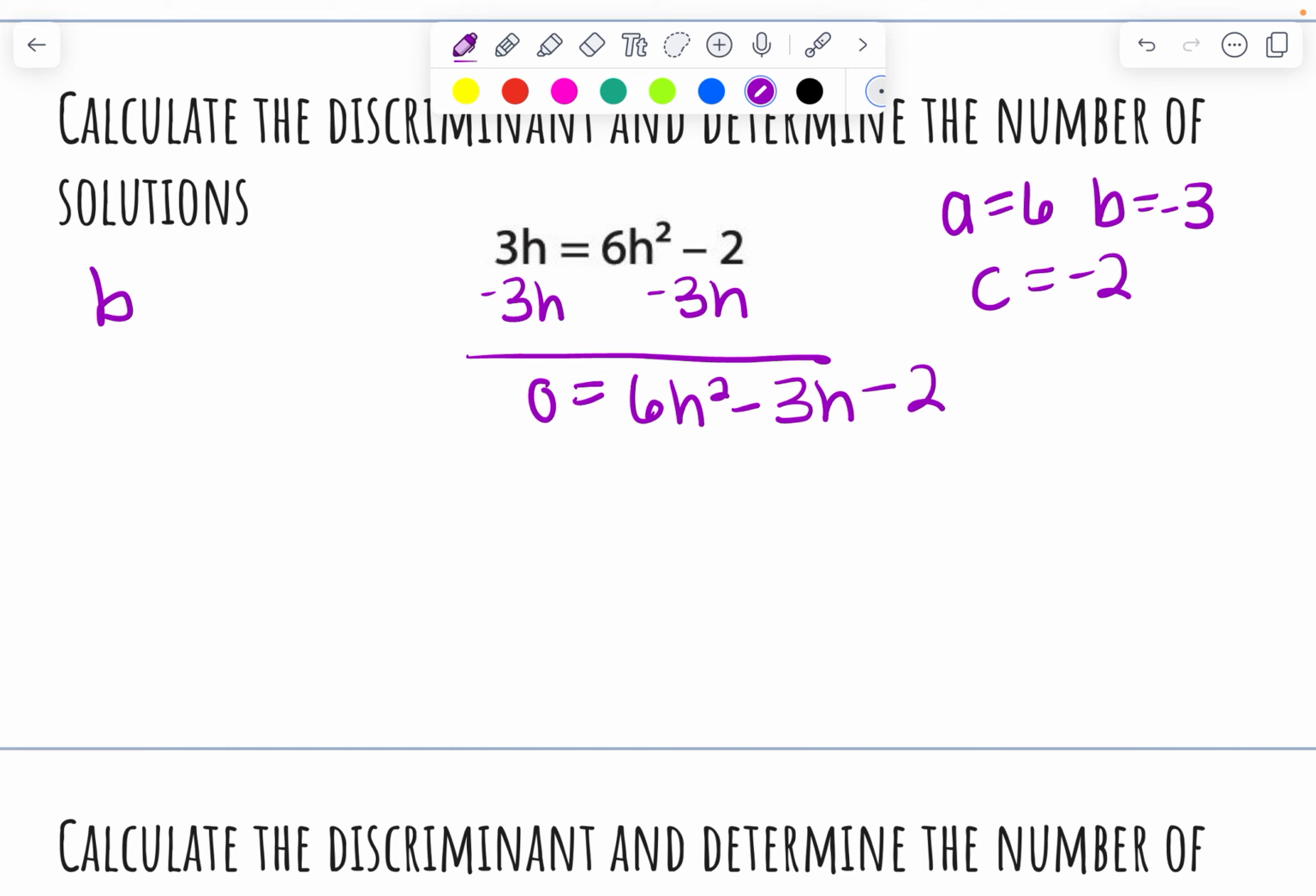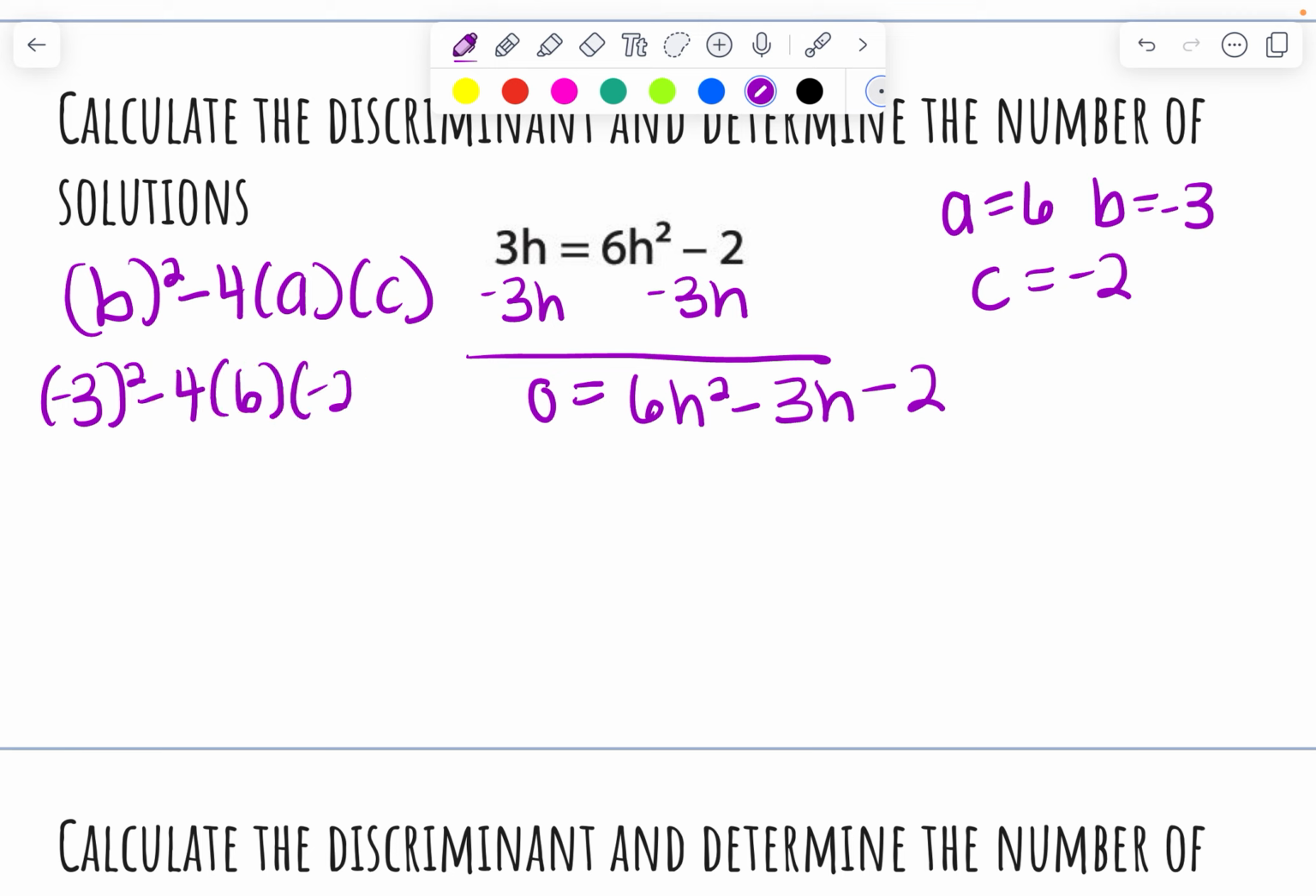So plugging that in to b squared, take away 4 times a times c, I would get negative 3 squared, take away 4 times 6 times negative 2, and that would give me 57. And we said if it was positive, there were two real roots or solutions. So this would touch my x-axis 2 times if I graphed it.